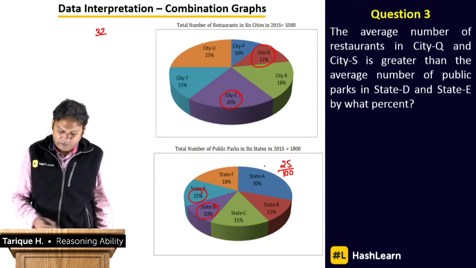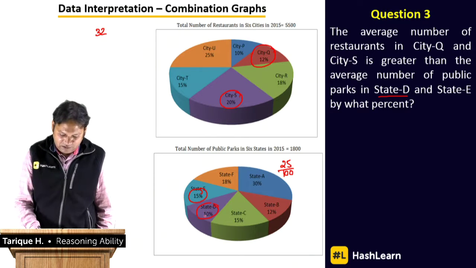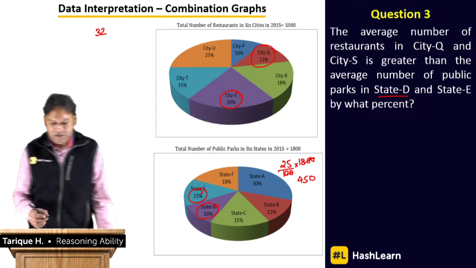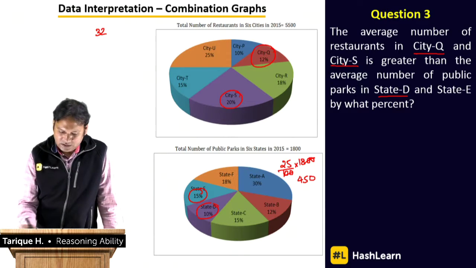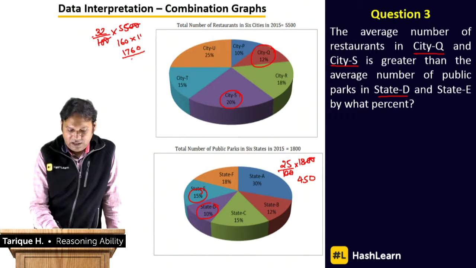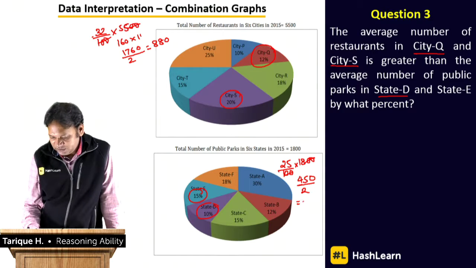First let's find out the total number of public parks here. So D and E, in D we have 10%, E we have 15%, so 25% of 1800. Cancel the zeros, and 25 and 18 if you multiply, that's equal to 450. Okay, so 450, and here we have city Q and city S. So 12 plus 20, 32% of 5500. Again zeros cancelled, and same thing, 5 into 32 is 160 into 11, that's 1760, and divide by 2, so we get 880, and divide by 2 here, so we get 225.